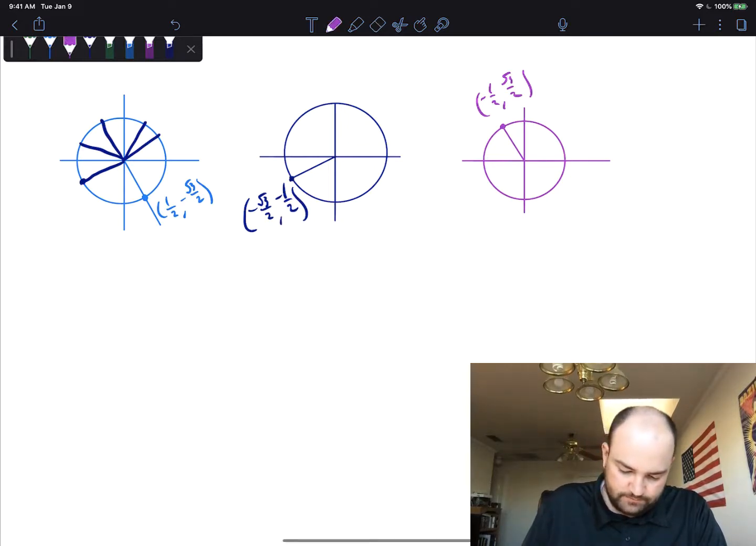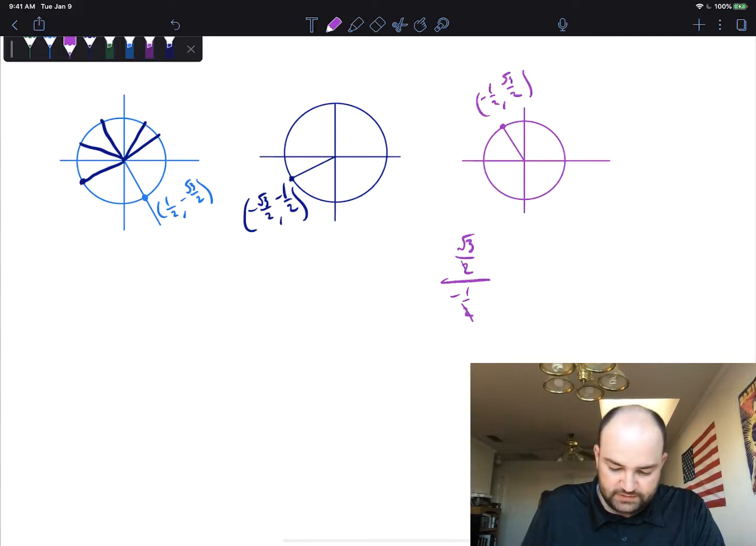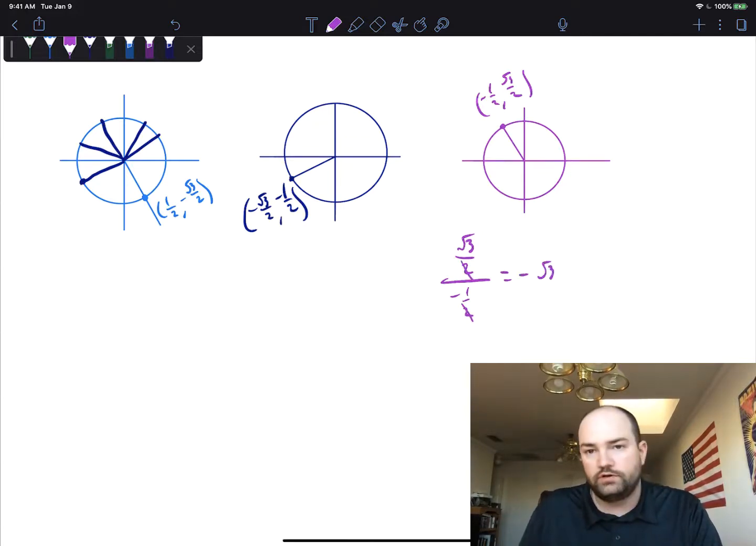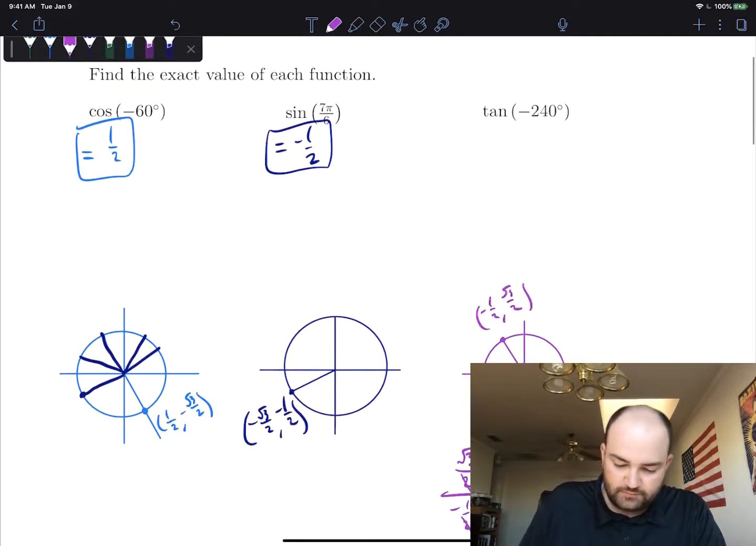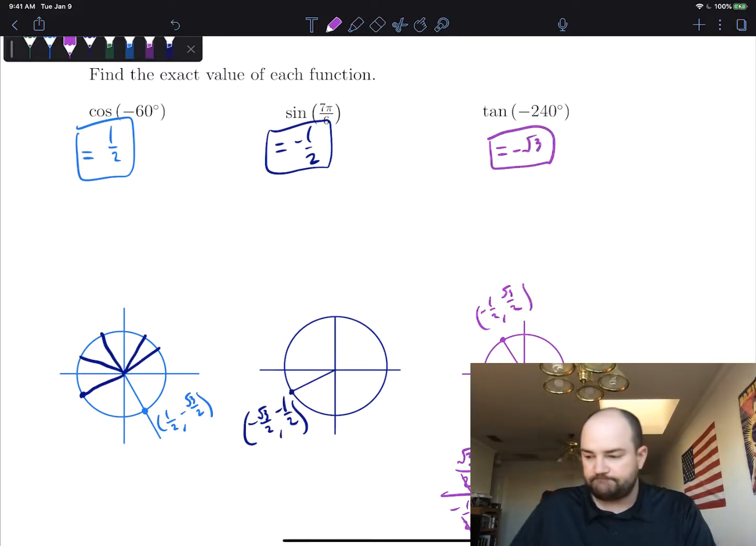divided by negative 1/2. Notice the two 2's cancel, and we're left with negative root 3 over 1, or just negative root 3. So tangent of negative 240 degrees is negative square root of 3. Awesome.